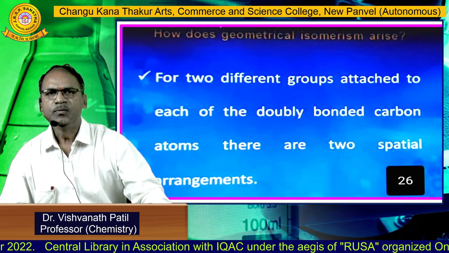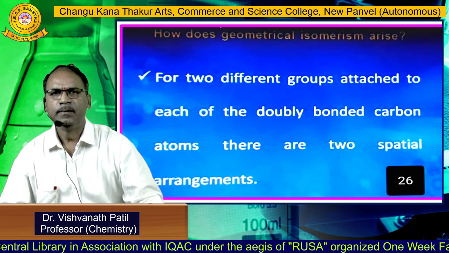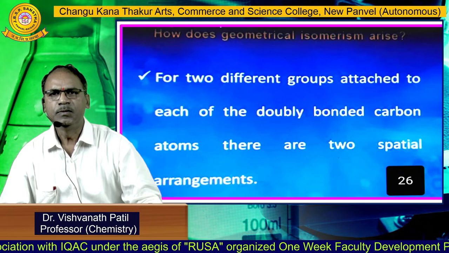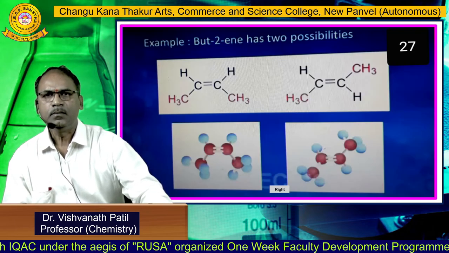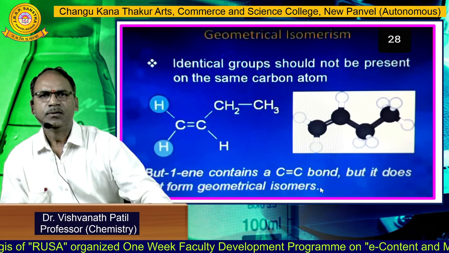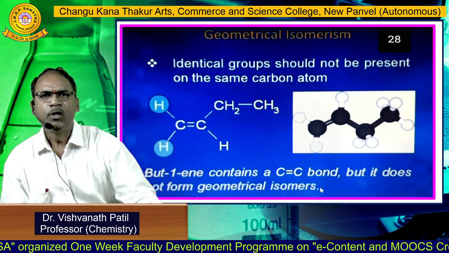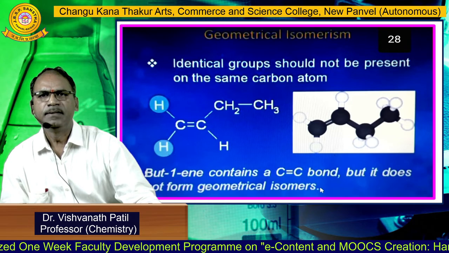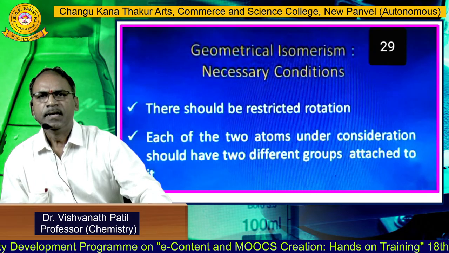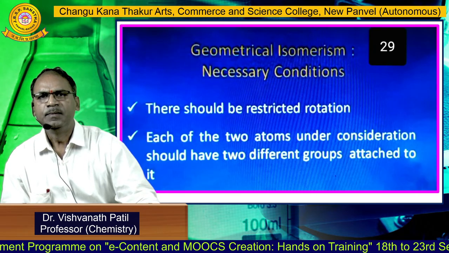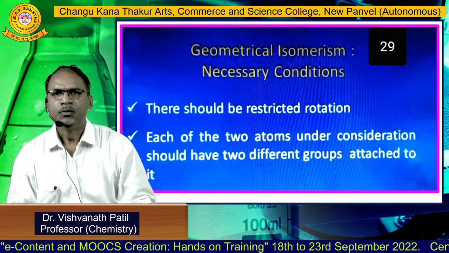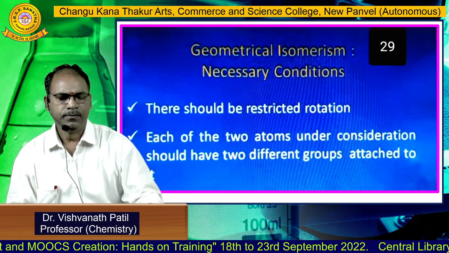For two different groups attached to each of the doubly bonded carbon atoms, there are two special arrangements, as in 2-butene. Identical groups should not be present on the same carbon. Geometrical isomerism necessary conditions: there should be restricted rotation, and each of the two atoms under consideration should have two different groups attached to it.